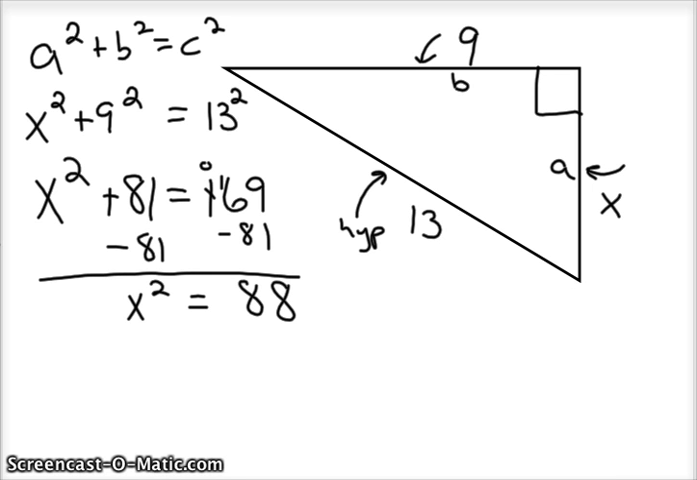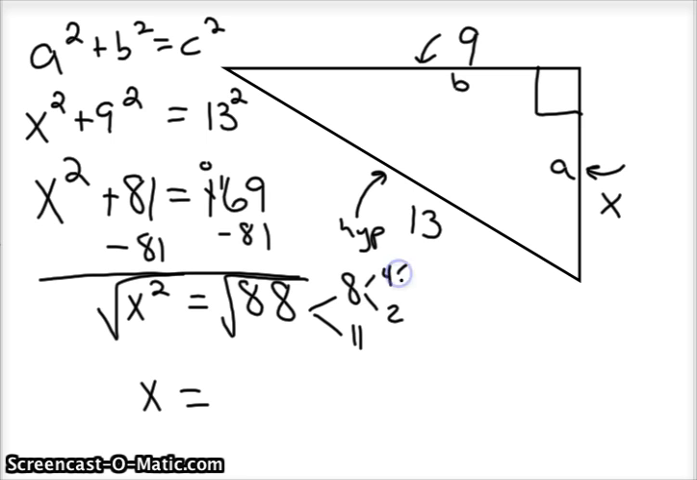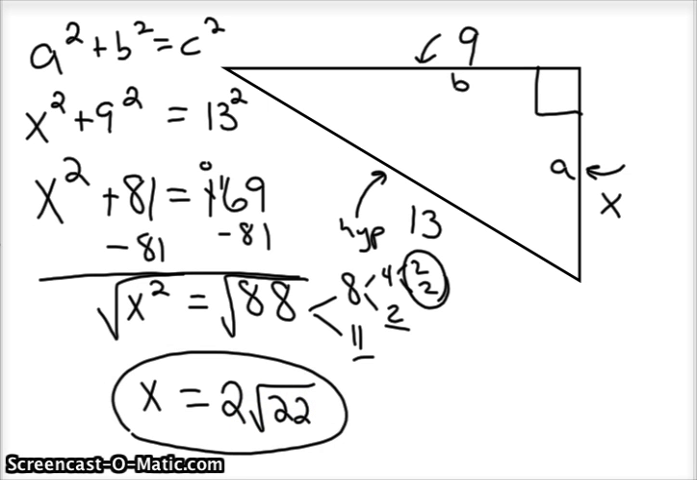And then you take the root of both of those. So square root, so x is equal to, now again, get used to breaking these things down. I know it's a pain in the butt, but this would be 8 and 11, and then 4 and 2, and then 2 and 2. So you've got a pair of 2s with a 2 and 11 left over. So that would be 2 square root of 22. And again, we only use the positive answer because we're dealing with an actual length.